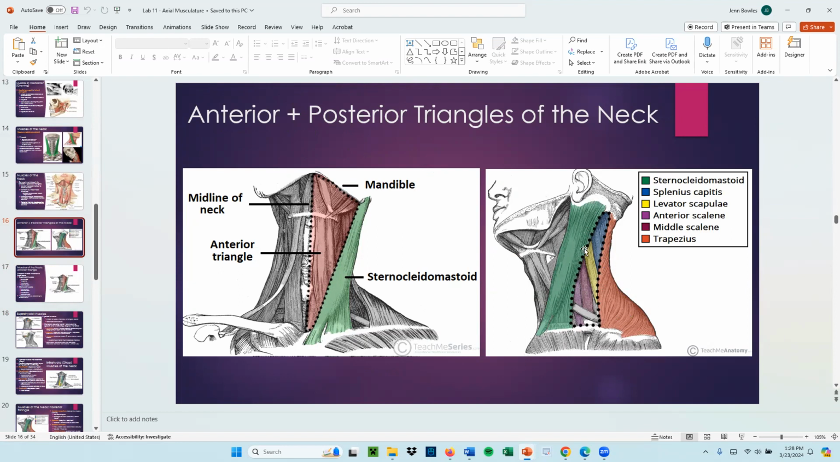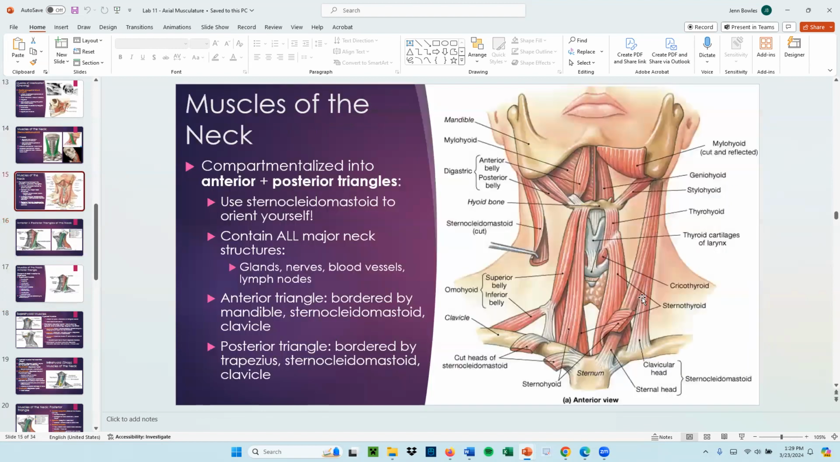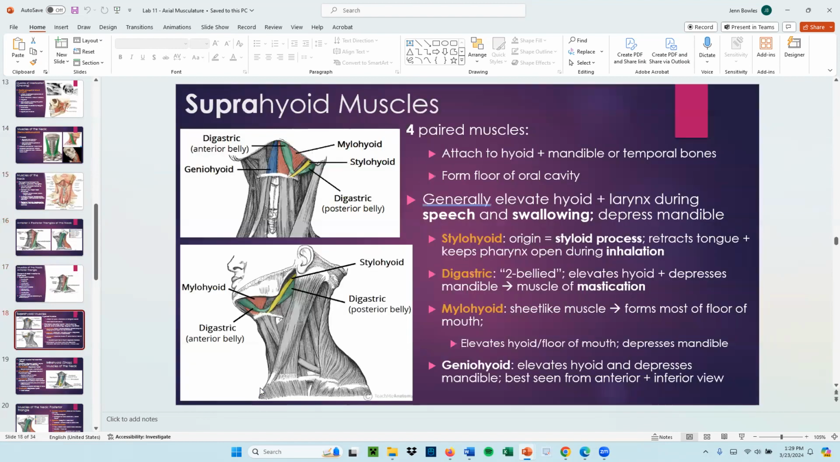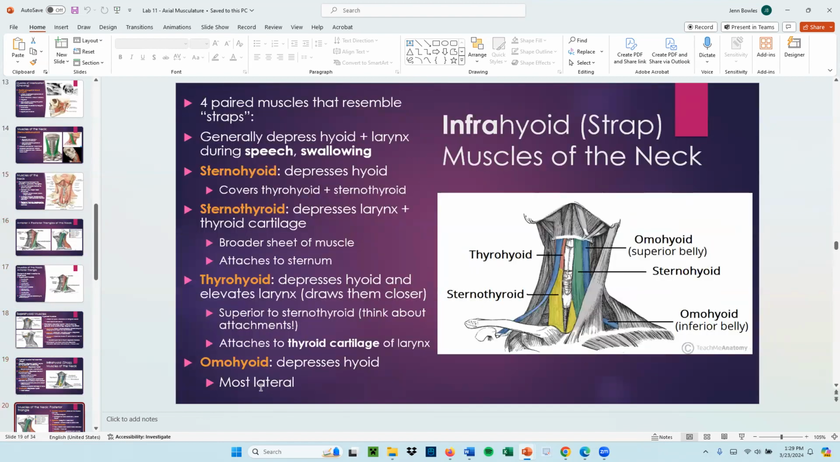So we have the sternocleidomastoid providing that border between the anterior triangle and the posterior triangle. We also have trapezius forming the back wall of that posterior triangle. If we go back, forward. The anterior triangle is where we get into all of these muscles, which are called the strap muscles. These are much more testable in lecture. You can expect to see them in lecture, but I don't tend to emphasize them.